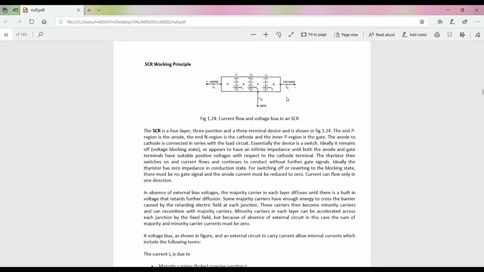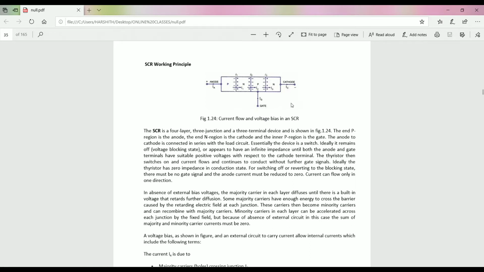So no current flows, and the SCR is in the off condition. In the third case, the anode is positive and the cathode is negative, the forward blocking state, and the forward voltage is increased. In such a condition, the SCR turns on, or is triggered. The second method is when the gate is used.